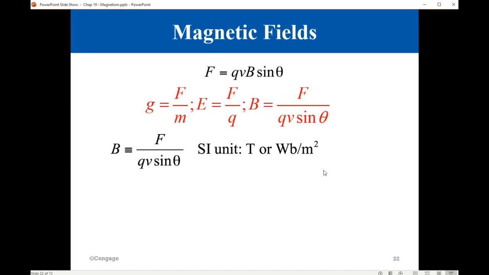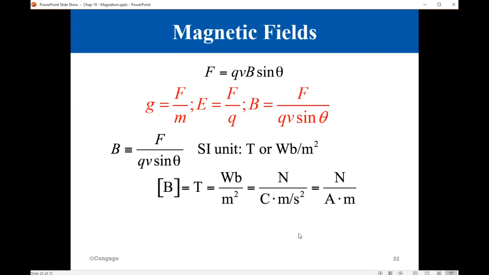The unit of the magnetic field in the SI system is the Tesla. 1 Tesla is equivalent to 1 Weber per square meter. When you apply dimensional analysis, you can see that 1 Tesla is also equivalent to 1 Newton per ampere meter. Before the introduction of the SI system in 1965, another unit was used for the magnetic field, which was named Gauss. 1 Tesla is equal to 10 to the power 4 Gauss.